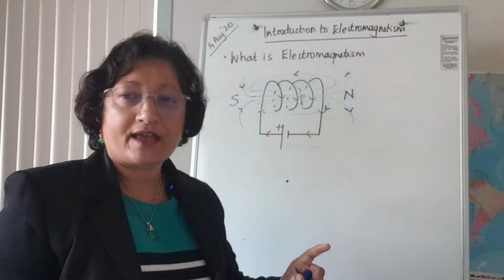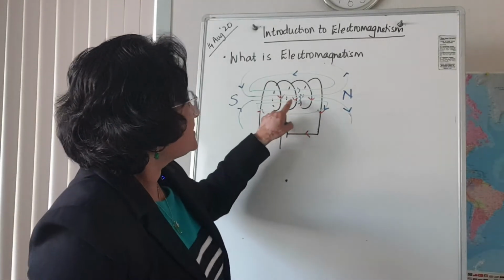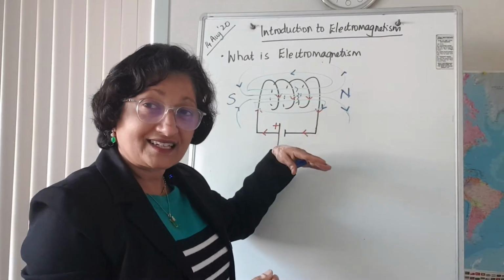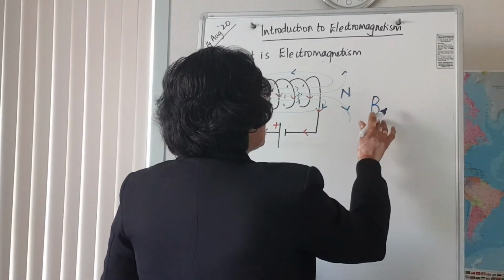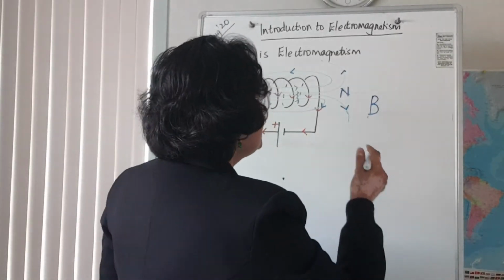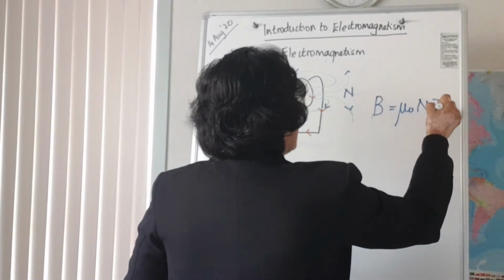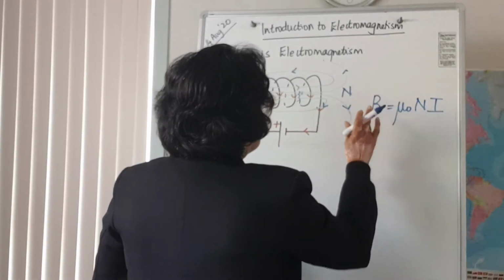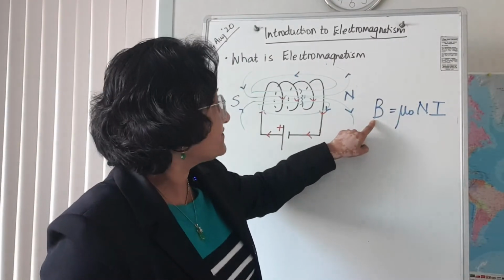Now, just a little more extra information. There is a formula that is used to calculate the strength of the magnetic field inside the solenoid. Now, the strength of the magnetic field, the term that you've been using in year 11 and 12, is represented by the letter B, and that is equal to mu naught N i. So I'll tell you what all these stand for. So B tells you how strong the magnetic field is.